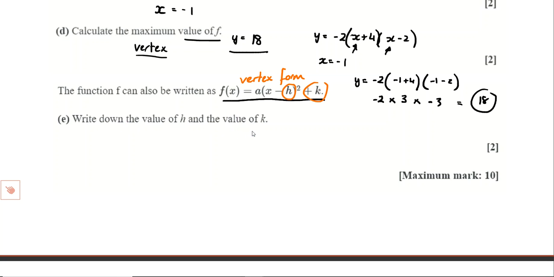Write down the value of h. Okay. So the value of h will be negative 1. And the value of k will be 18. So that's why that form is useful, because that's another form of the equation, right?